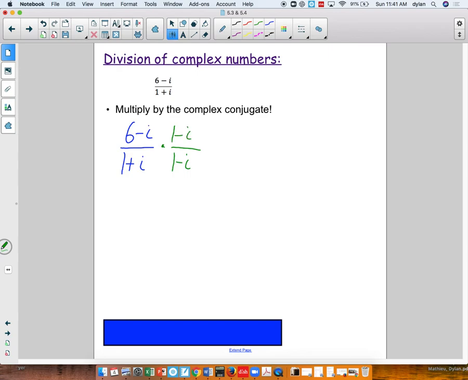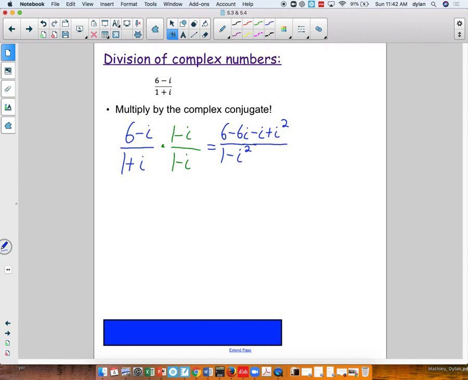And so the result of that is we're going to end up with, on the bottom, 1 minus i squared. You know that because the two middle terms have to cancel out. Or you can just remember the multiplication trick that we learned back in Algebra 1 when you have a plus and a minus. But basically it's just 1 minus i squared here. And then on the top we need to use FOIL. And we would end up with 6 minus 6i minus i plus i squared.